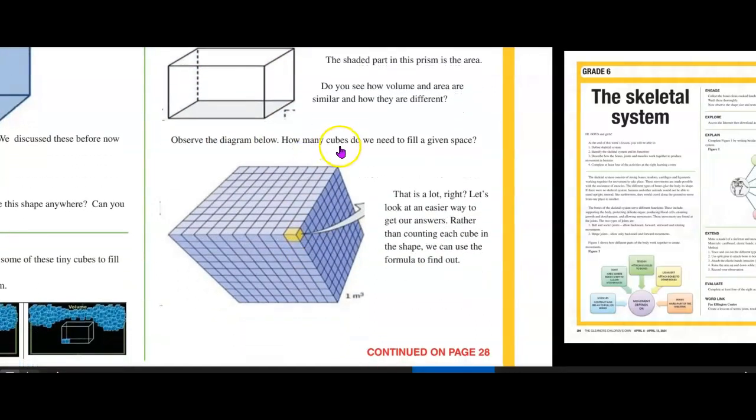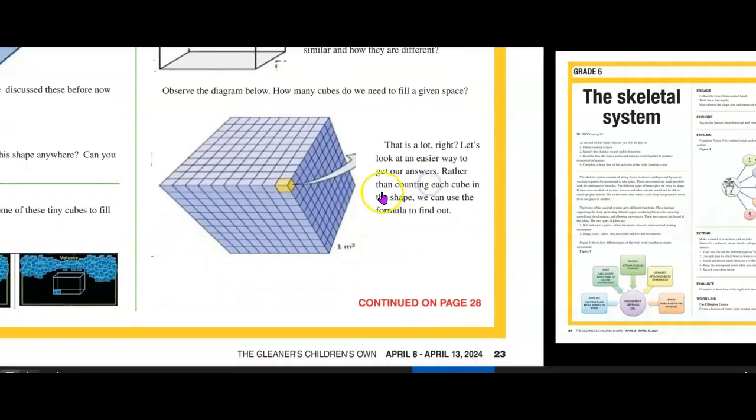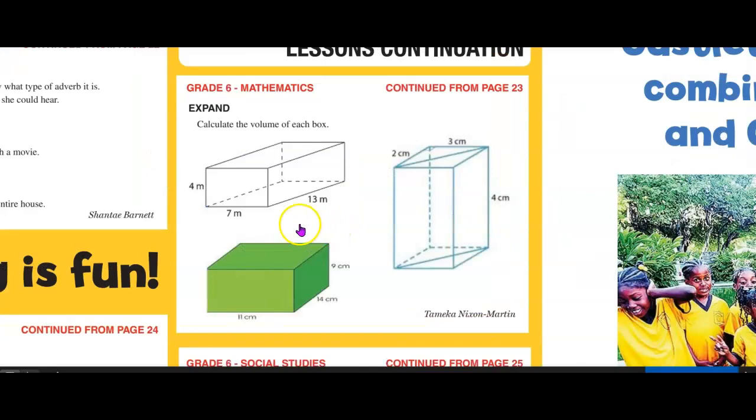Observe the diagram below. How many cubes do we need to fill the given space? This is a lot, right? Let's look at an easier way to get the answer. Rather than counting each cube in the shape, we can use the formula to find it out. And it would be the length times the width times the height. So length times width times height. Now we're being asked to calculate the volume of each of the boxes.